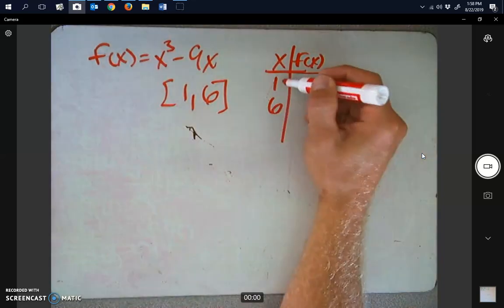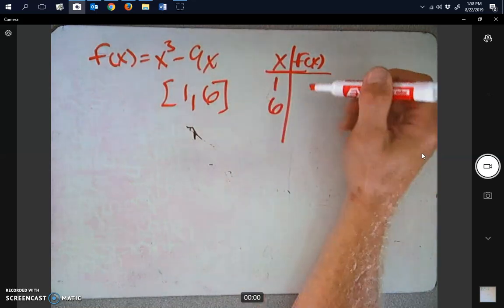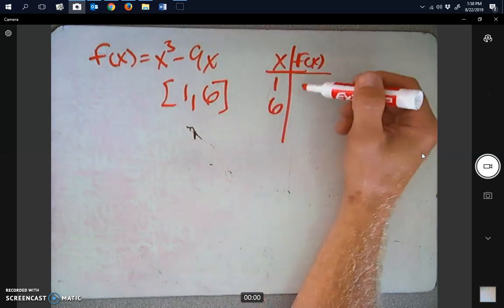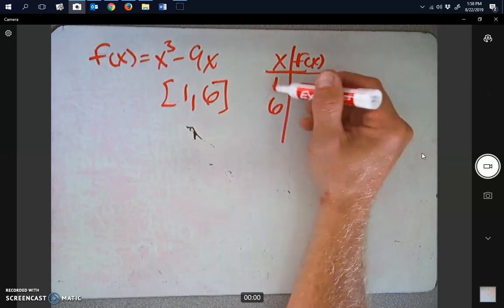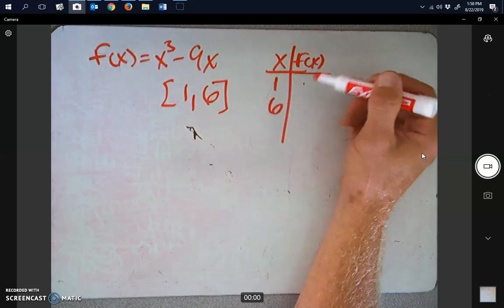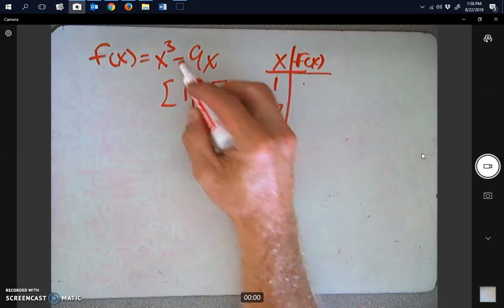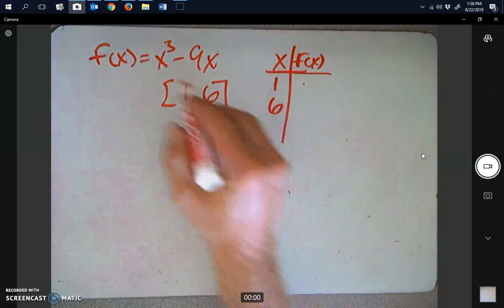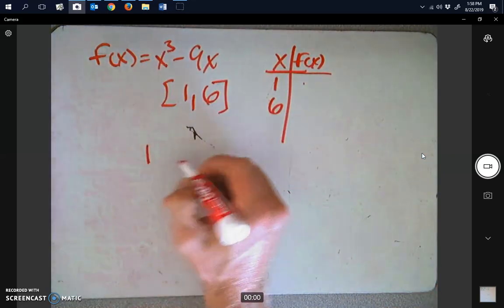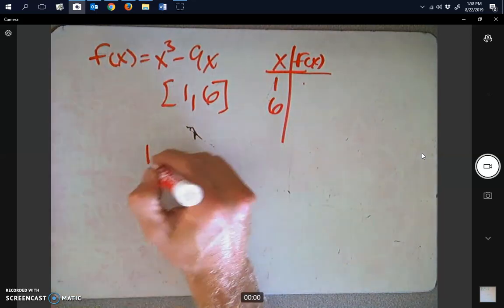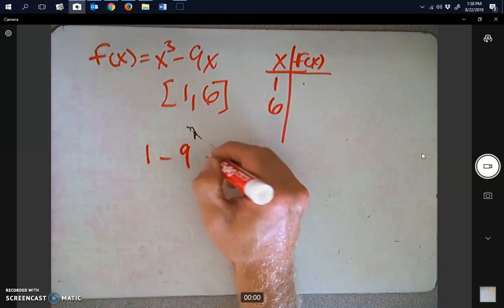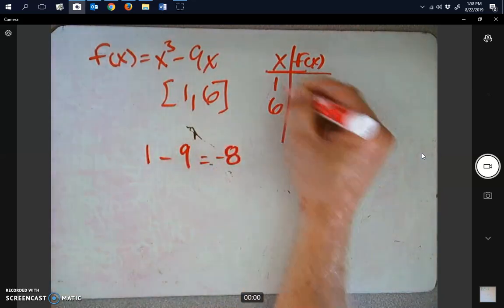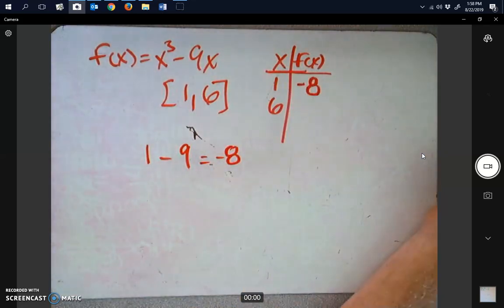So we're going to plug in 1 and 6 into our problem and see what numbers we get out. And then after that, we're going to see how far these numbers are, and then divide it by 5. And I'll tell you why it's 5 in a second. So first, let's just plug our numbers in. So 1 goes into our equation. 1 cubed is 1. 1 times 1 times 1 is 1. Minus 9 times 1 is 9, which equals -8.